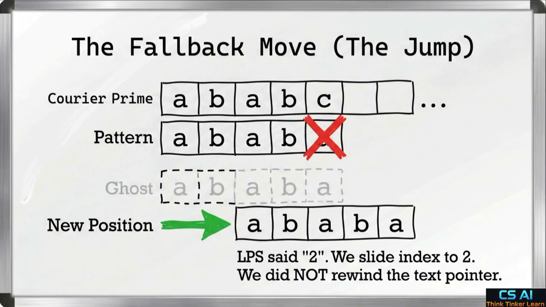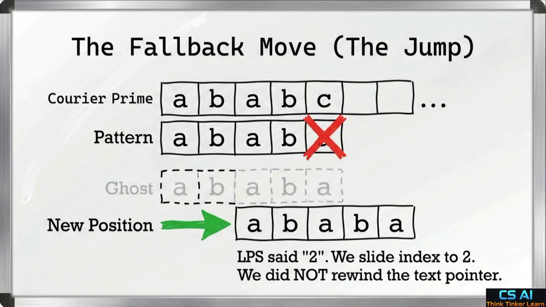In KMP, we look at our LPS array. For the character before our failure, which is at index 3, the LPS value was 2. This 2 tells us that we can keep the first two characters of our pattern, AB, aligned with the text we just saw.